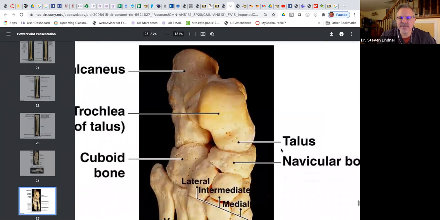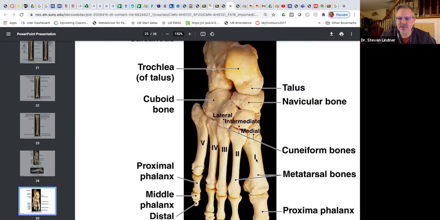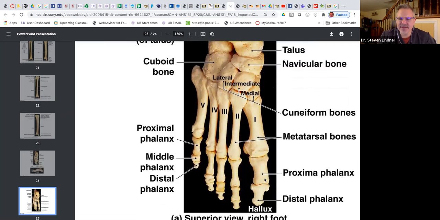Again, here's a close-up view of the foot. You can see the talus, the calcaneus, the navicular, cuneiform 1, 2, and 3, cuboid, metatarsal 1, 2, 3, 4, 5. And then you could see the phalanges, proximal and distal phalange of the hallux, proximal, middle, distal phalange of digits 2 through 5.